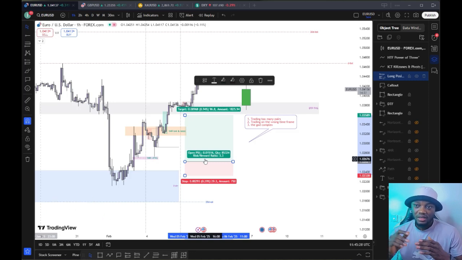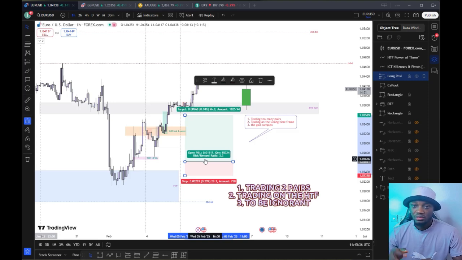You understand? If doing something a certain way isn't working, why not just do the opposite? So instead of trading too many pairs, I reduced to 2 pairs plus gold. That's 2 pairs eventually, since I said I trade the EU like the GU. Then instead of trading on the wrong time frame, which is the lower time frame for me, since I was very impatient, I decided let me learn to be patient. So I switched to higher time frame.